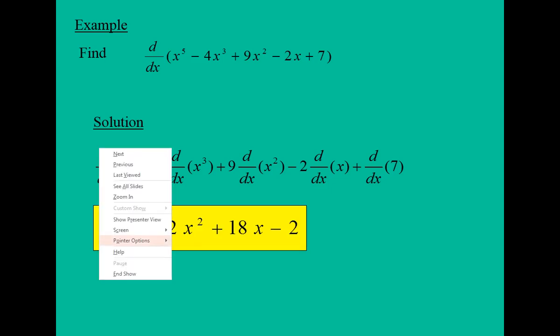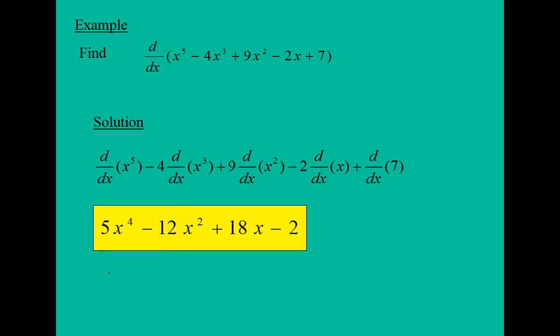But as I said, typically what we'll do is we will just look at this and say, we understand we can take the derivative of each separately and then add them or subtract them. So we would just say, well, this is 5x to the 4th minus 12x squared plus 18x minus 2. The derivative of a constant is 0, so that goes away.